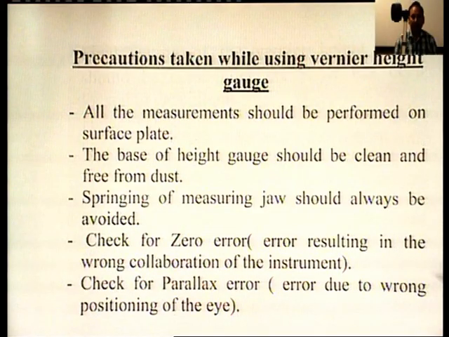Precautions to be taken while using a vernier height gauge. First of all, all the measurement should be performed on a surface plate. So, whenever you use a vernier height gauge, all the readings should be performed on a surface plate to have better results. The base of the height gauge should be clean and free from dust. Springing of the measuring jaw should always be avoided.